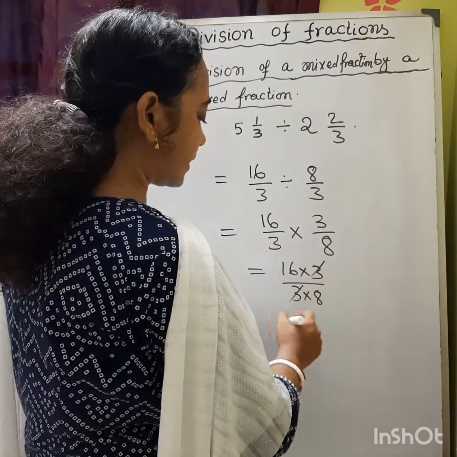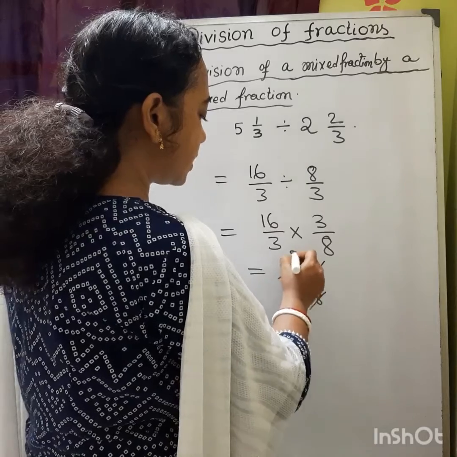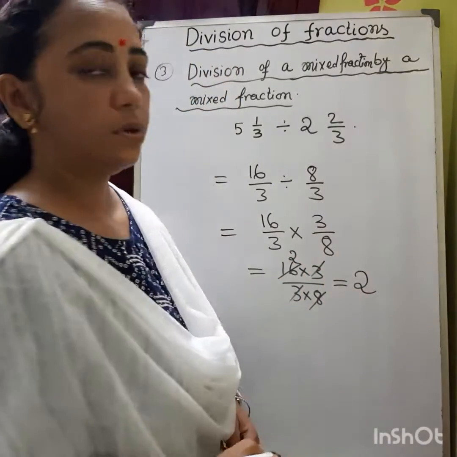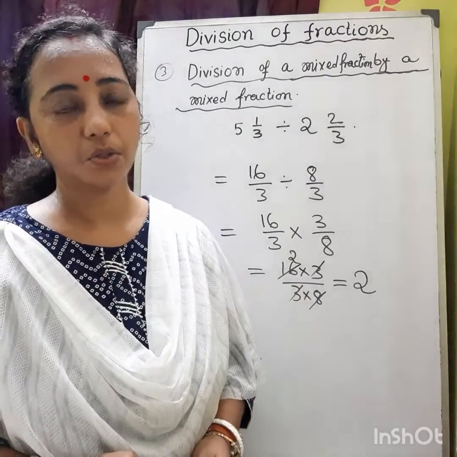So 3 will cancel out and we know 8 2s are 16. So the result is coming here 2.